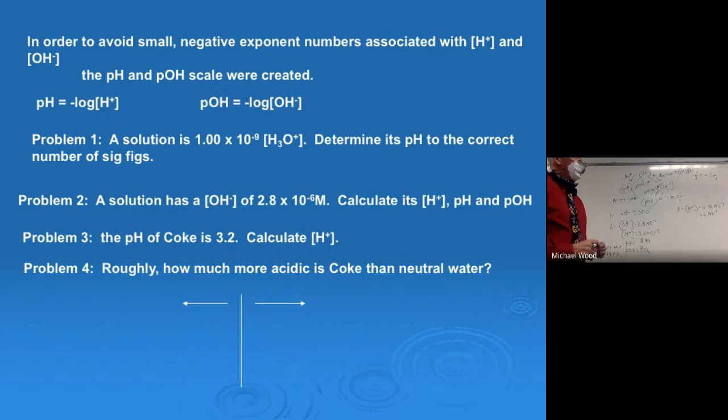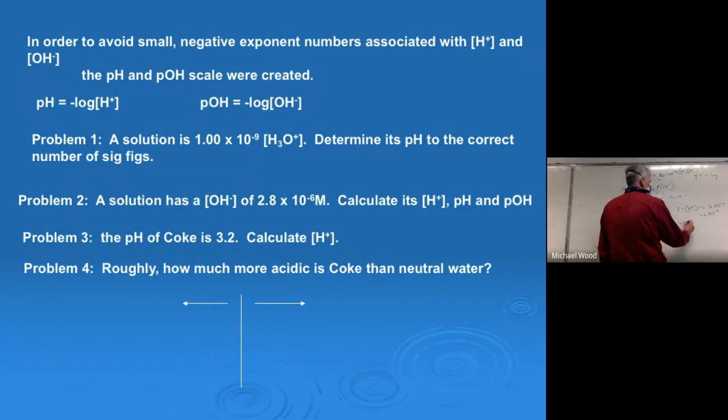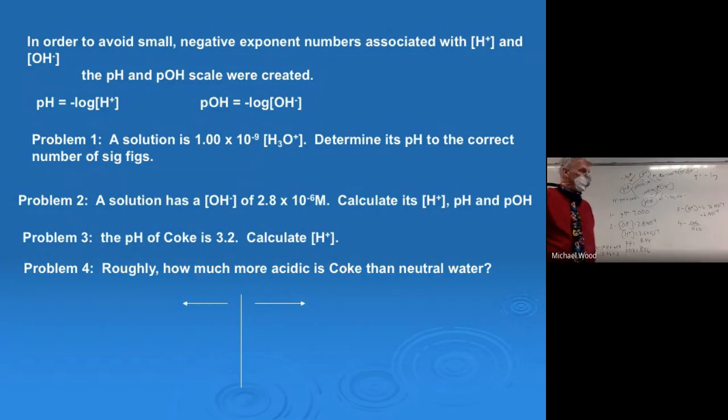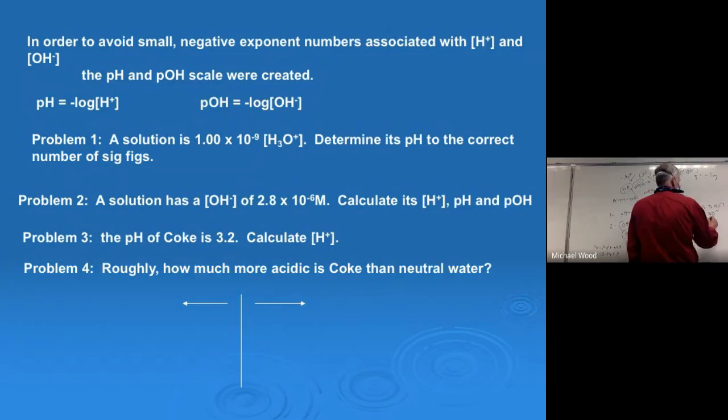Okay, how much more acidic is Coke than neutral water? So what I'm going to do is a ratio. I'm going to divide the H plus of Coke over the H plus of water. Do Coke over water. Well, Coke I just found, the H plus was 6 times 10 to the negative 4. And water I know is 1 times 10 to the negative 7.